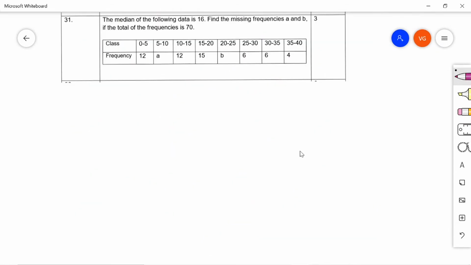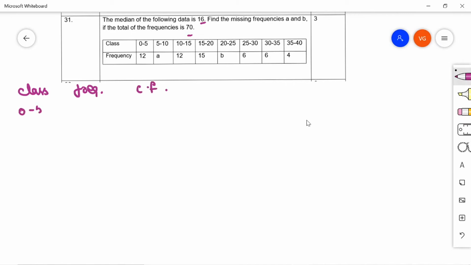Coming to question number 31, the median of the following data is 16. Find the missing frequencies A and B if the total of the frequencies is 70, right? So N they have given and median they have given. Whenever they are talking about median, you have to calculate the cumulative frequency of the given data. So reconstruct the table: class, frequency and cumulative frequency.